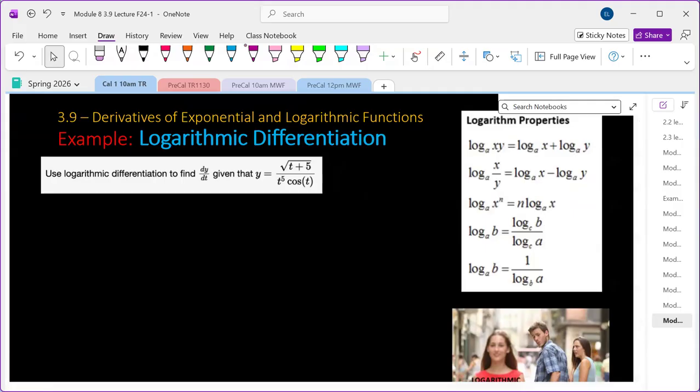So look at that function, the square root of t plus 5 divided by t to the 5th times cosine of t. So as it is, that's a quotient rule that has a product rule on the bottom and a chain rule on top. Horrible mess to try to do the derivative of directly. So when we're going to use logarithmic differentiation, what I'm going to do is take the natural log of both sides of the equation. So I'm not taking the derivative yet. I'm just applying the natural log, and I'm going to clean it up, and then I'll deal with the derivative.